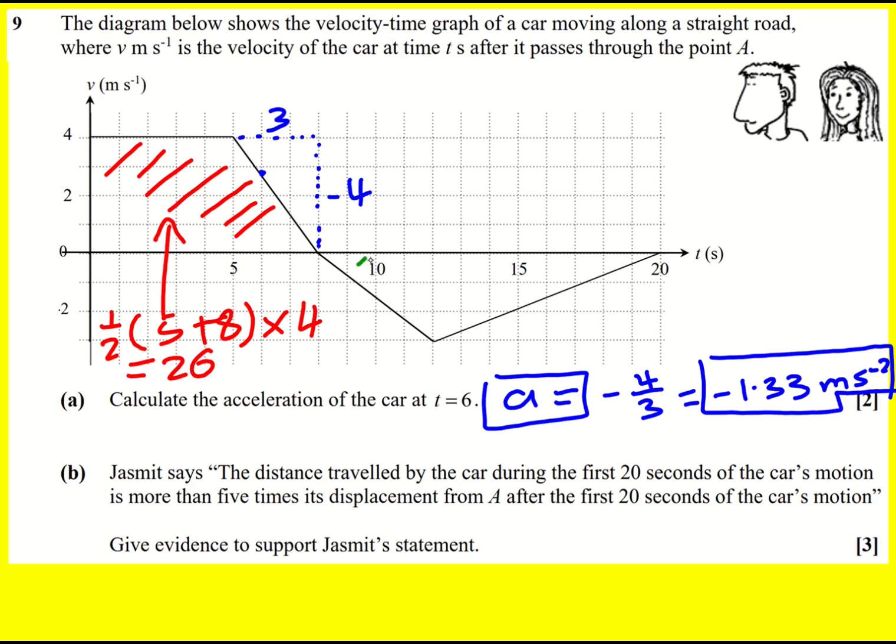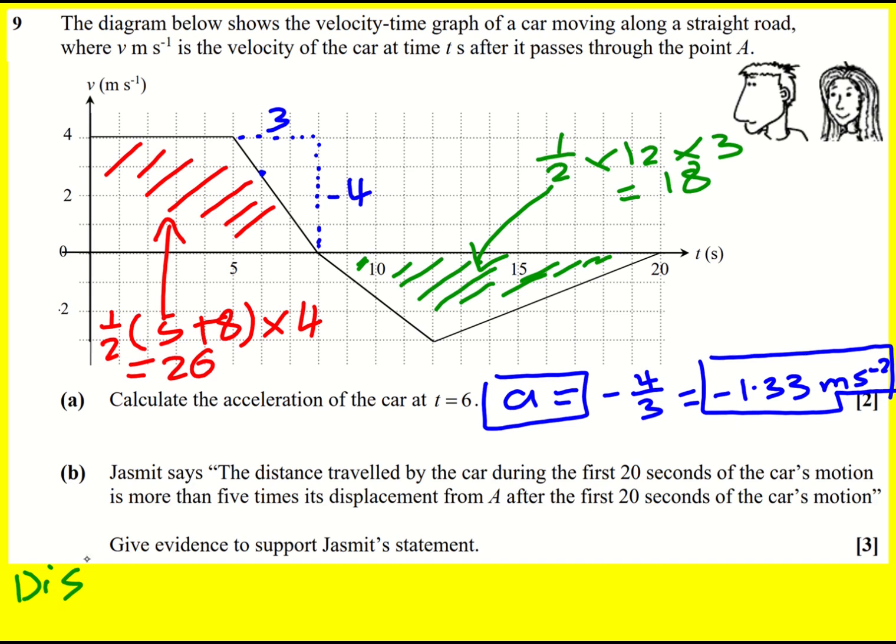And then we've got this green area, which is below the axis. So for displacement, it will become negative. For distance, it will remain positive. That's the crucial thing in this question, actually. So here it's actually a triangle. It's going to be a half base times height. Well, I'm going from 8 to 20, so it's actually going to be 12. And then I'm going to times that by minus 3, or just 3. That's going to be 6 times 3, 18.